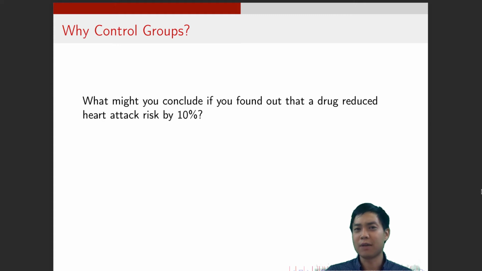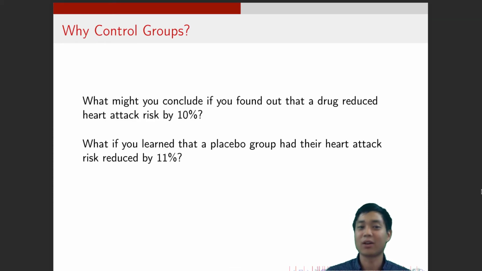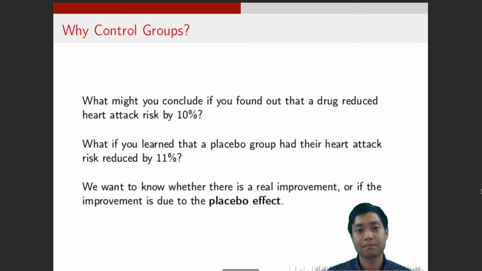So why control groups then? Why don't we just apply one treatment and see what happens? You could just have the baseline as at the beginning. Well, let's take this example. If you found out that a drug reduced heart attack risk by 10%, seems pretty good, right? But what if you learned that a placebo group had their heart attack risk reduced by 11%? Well, now this new drug doesn't really seem as good. It actually did worse than the placebo. So it seems to be the case that just taking a drug would improve outcomes. Right? So basically in this way, we want to know if there's a real effect or a placebo effect.